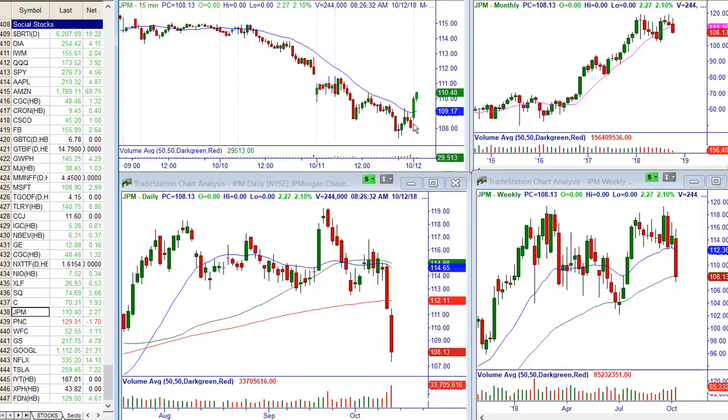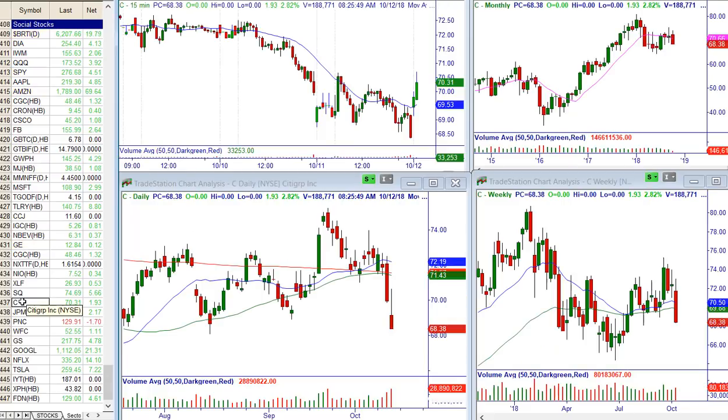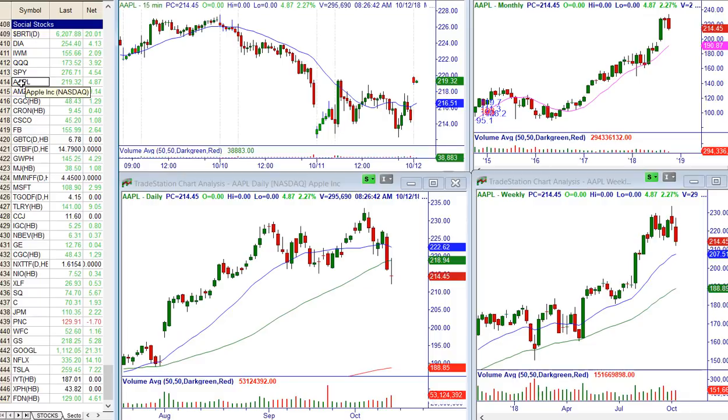JPM gapping up, slicing through this resistance. We'll keep an eye on it, but it's still damaged. These would be short-term trades. Citi also breaking out here a little bit, but no interest. I'd rather trade the SPY or some of these ETFs. Let's look at a couple of the FANG stocks, and then we'll end it.